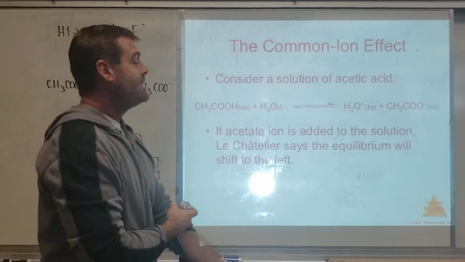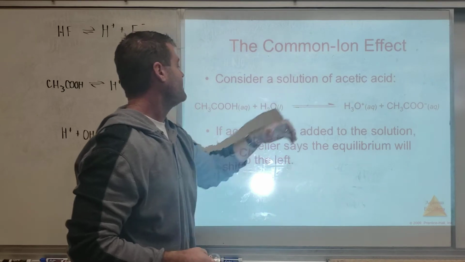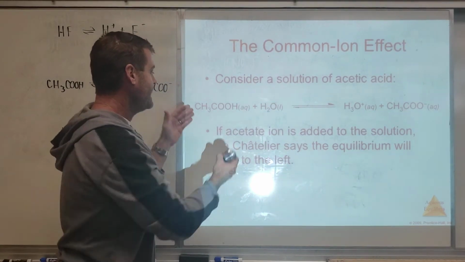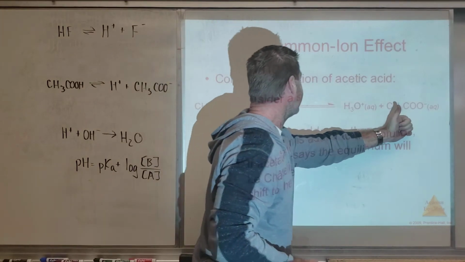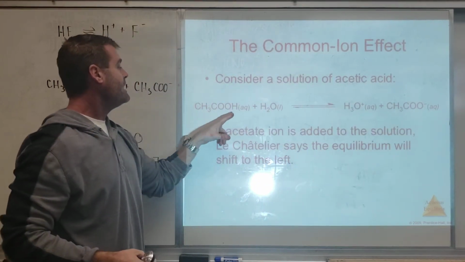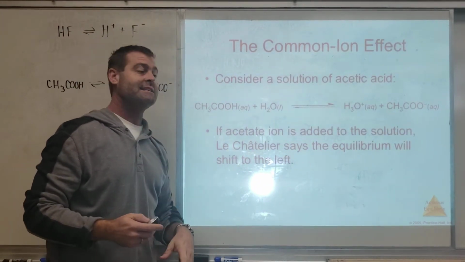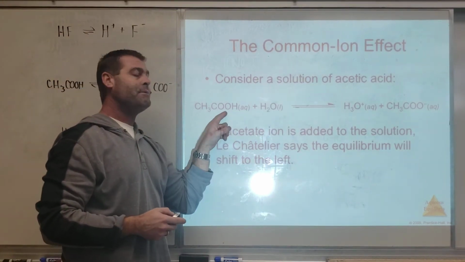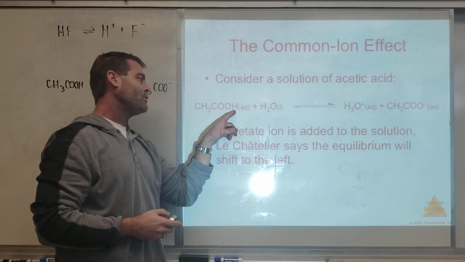So what they're saying is, if we add more acetate, it's going to shift it, because remember, the weak acid already heavily favors the reactant side. And so by adding more acetate ion, it further shifts it to the left, keeping that acid associated, holding on to its hydrogen.